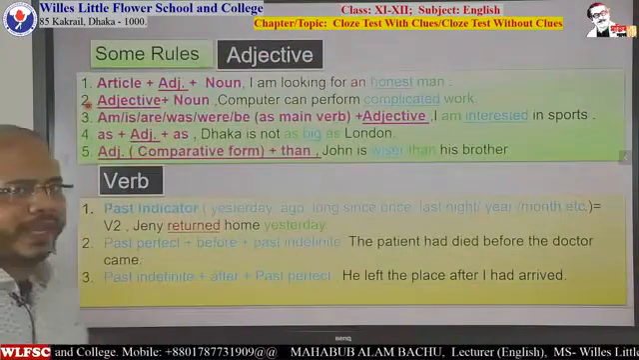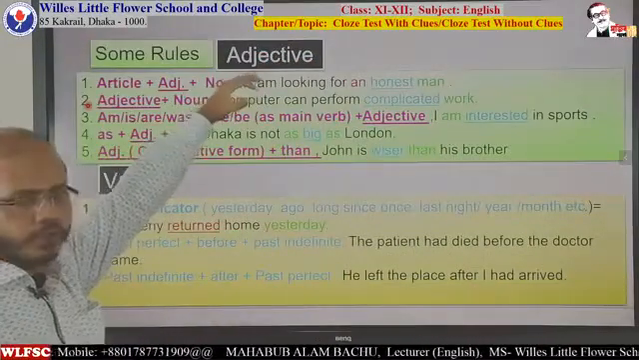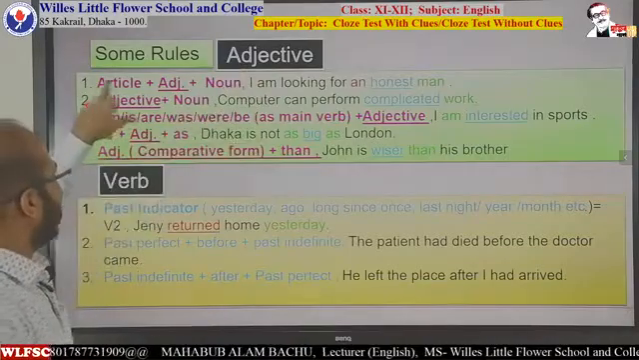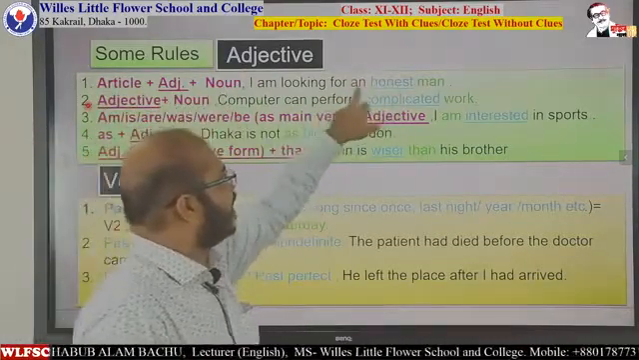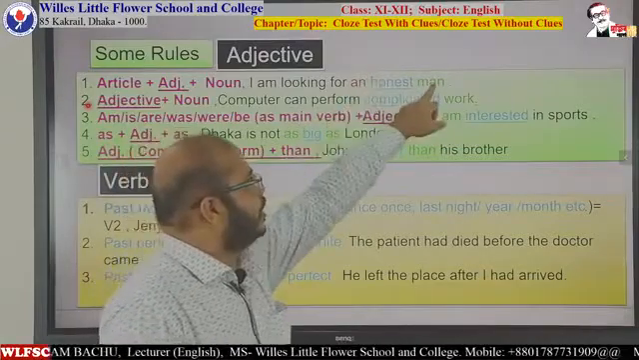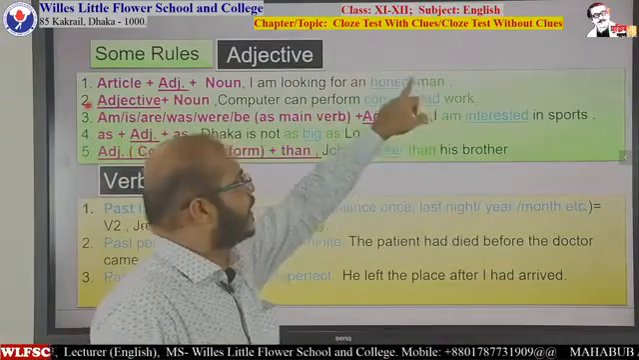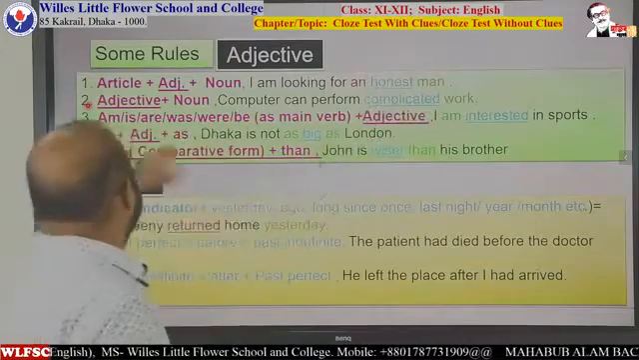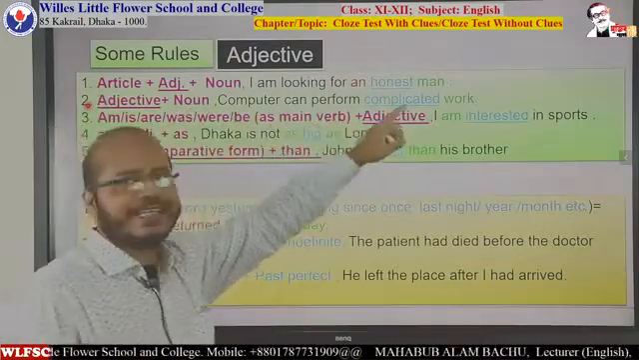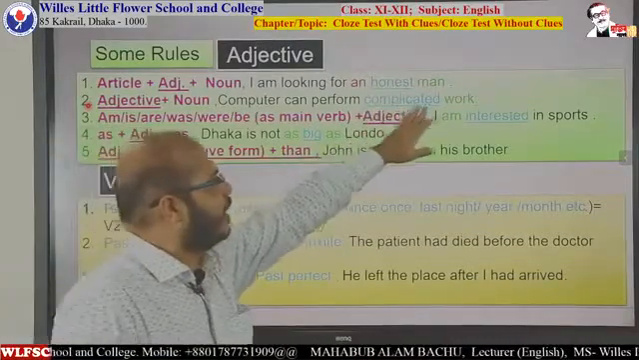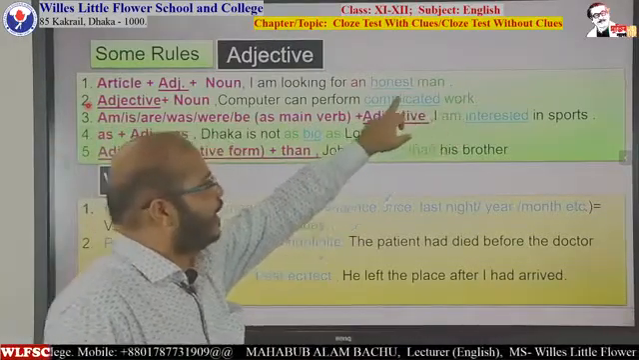In this way, you see rules regarding adjective: article plus adjective plus noun. I am looking for an honest man. After an article and before a noun, we can put an adjective here. Adjective plus noun. So, computer can perform complicated work. So before a noun, we can put an adjective.